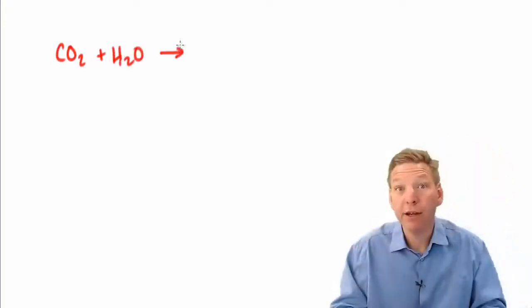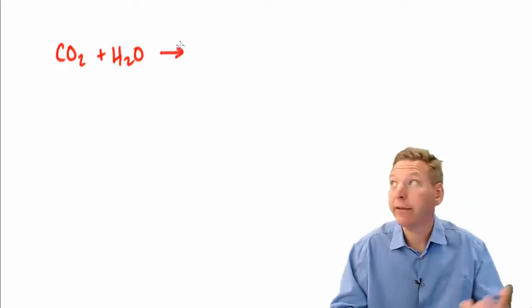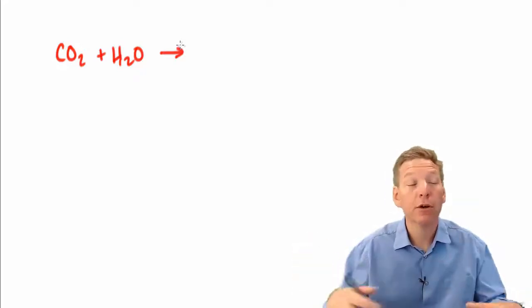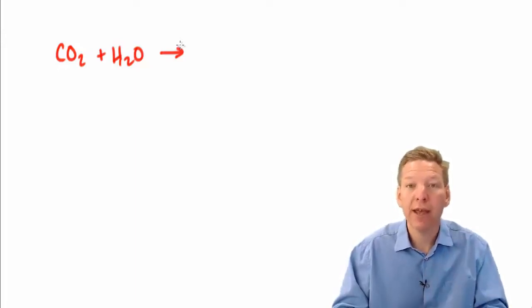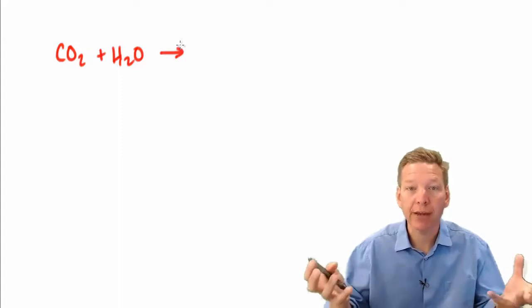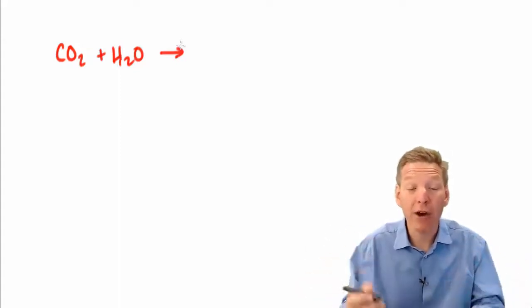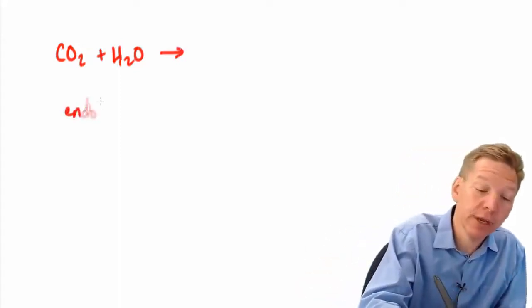Now, if you think for a minute, you know that carbon dioxide is everywhere in the atmosphere. Water is everywhere in the atmosphere. We don't have these chemical reactions happening all over the place. So carbon dioxide and water do not react naturally. They require energy to react. We call that an endothermic reaction.